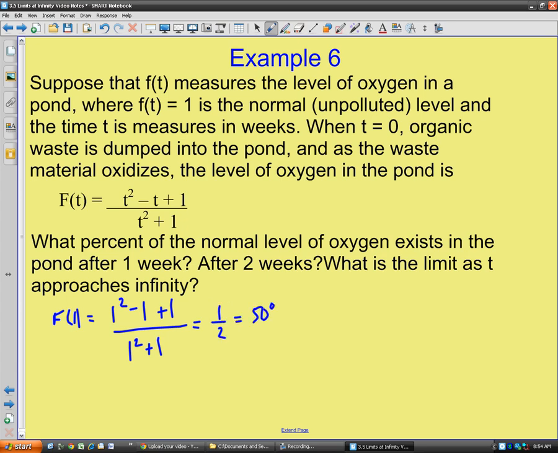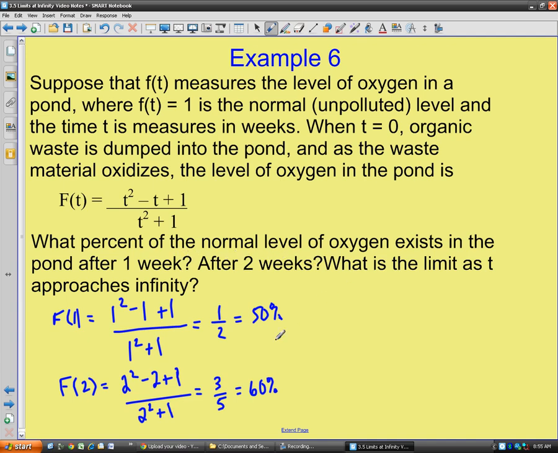After 2 weeks, we are going to plug in 2, and we'll say, well, it's 2 squared minus 2 plus 1 all over 2 squared plus 1. And when I simplify that, I get 3 over 5, which means it's about 60%. And so as the weeks go on, after we pollute it, it's getting better and better.